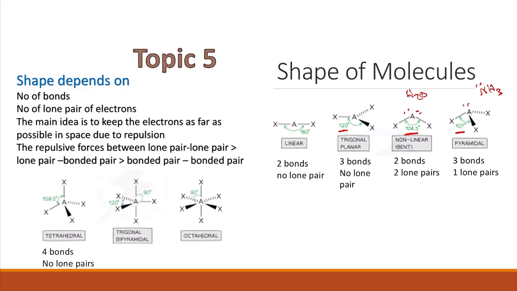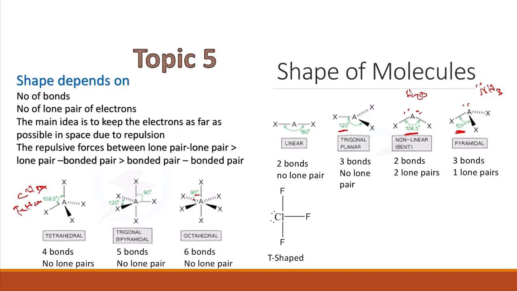Now, if we have four bonds, no lone pair, something like methane or the ammonium ion, for example, this is going to be tetrahedral. The bond angle is 109.5. Again, this is bigger than three bonds, one lone pair, and bigger than two bonds, two lone pairs. If you have five bonds, no lone pair, it's going to be trigonal bipyramidal. And if you have six bonds, you're going to have it as octahedral with a bond angle of 90.